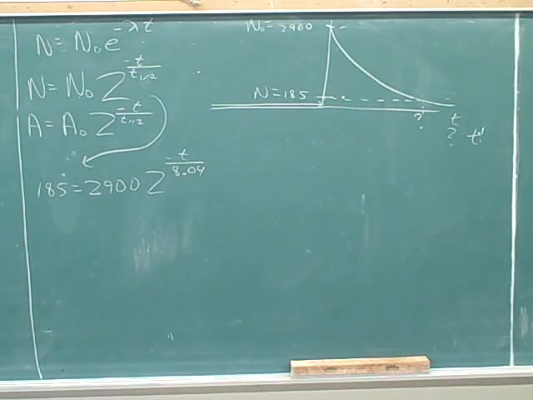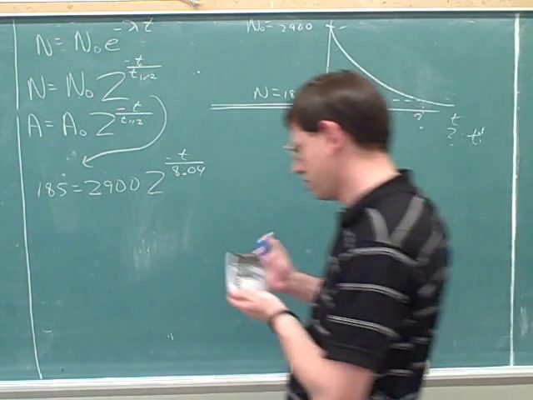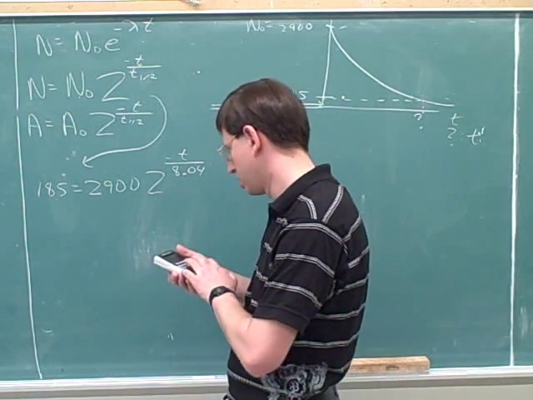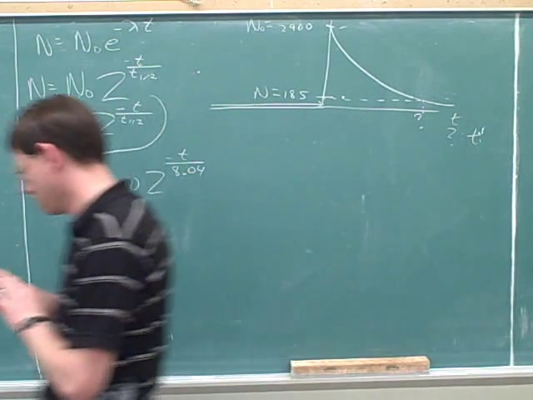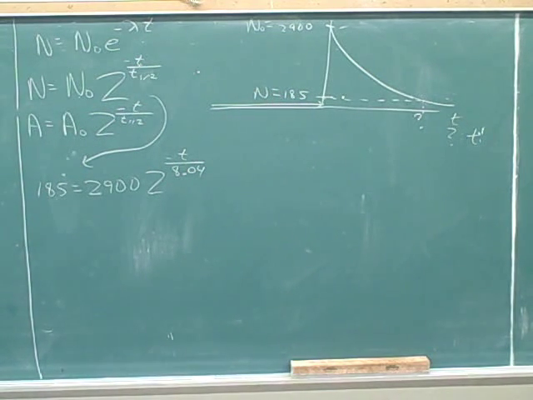What's the next thing you're going to do? I was going to simplify it. By doing what? Dividing 2900. That sounds good. So 0.06. Let's get one more decimal point. Let's call that 0.064.